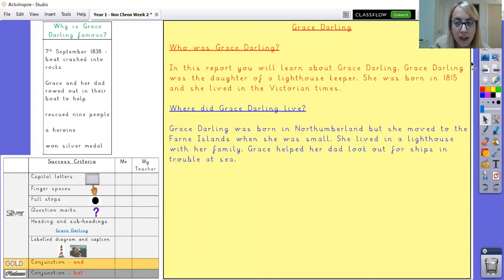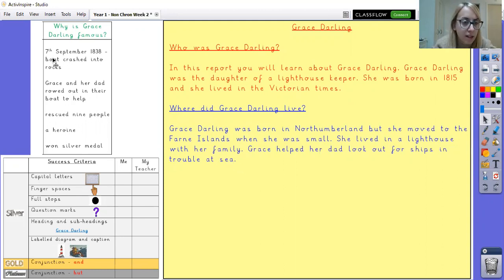So on the screen here, we have our first two subheadings. We've got who was Grace Darling and where did Grace Darling live? Okay, so we have worked really hard so far this week on writing our non-chronological report, and today we're going to be writing the final section, our final paragraph, and our final paragraph is all about why Grace Darling is famous.